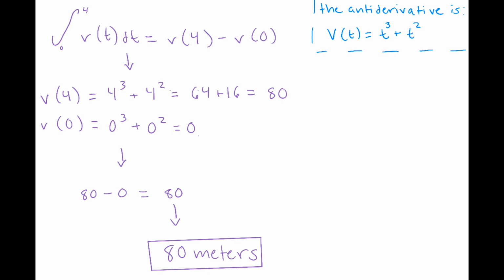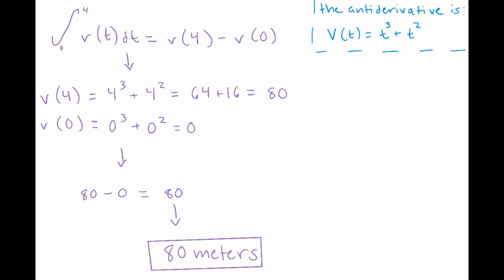Now, for our final step, we need to apply the second fundamental theorem of calculus. For our problem, the theorem says that the integral of v of t with respect to time from 0 to 4 equals V of 4 minus V of 0. So now, using the antiderivative we found earlier, we evaluate the antiderivative at the upper boundary, 4, and at the lower boundary, 0, in order to solve our equation.